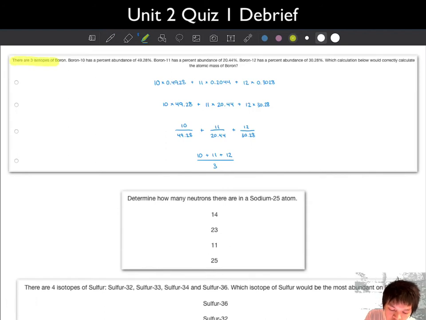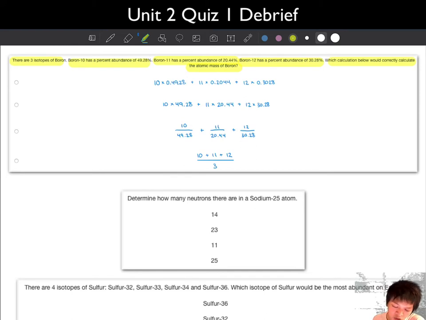There are 3 isotopes of boron. Boron 10 has a percent abundance of 49.28%, boron 11 has a percent abundance of 20.44%, and boron 12 has a percent abundance of 30.28%. Which calculation below would calculate the atomic mass of boron? So for atomic mass calculations, or average atomic mass calculations, you're basically taking the atomic mass units of each isotope. So in this case it would be 10, 11, and 12. And then you're going to multiply by its relative abundance. And then add them all up together.